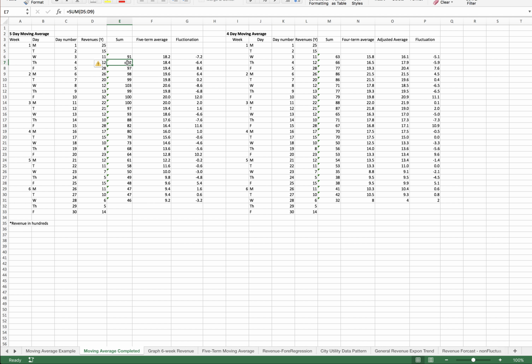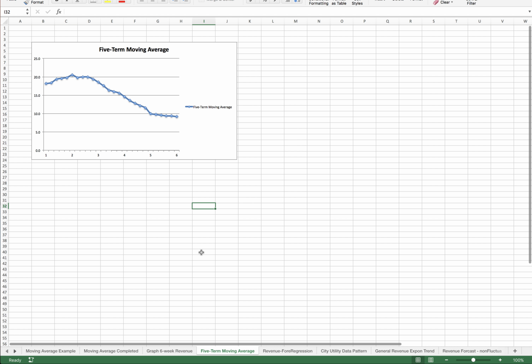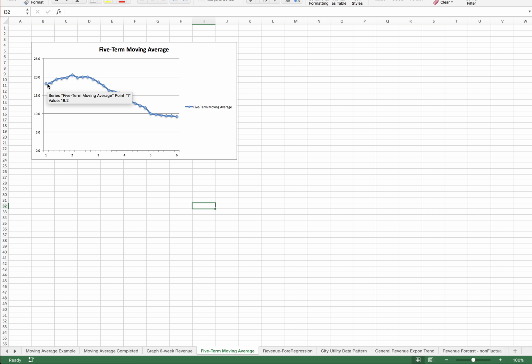It's all it is, an average over a 5 day period. So now this is what our data looked like before we did the 5 term moving average, and this is what it looks like afterwards. It's the same data. We just basically filtered out all of those steep fluctuations, and now we're basing our number on an average over a 5 term period. Okay.